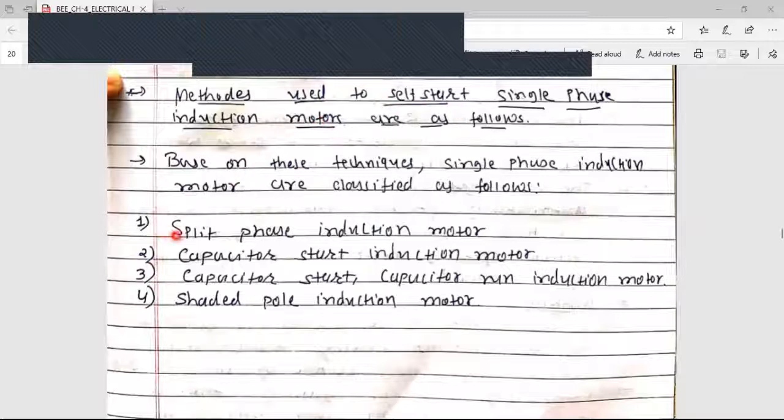First one is split phase induction motor. Second is capacitor start induction motor. Third is capacitor start, capacitor run induction motor, and last is shaded pole induction motor. So we will start with the first type, split phase induction motor.